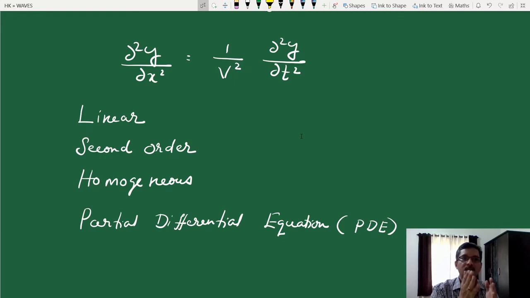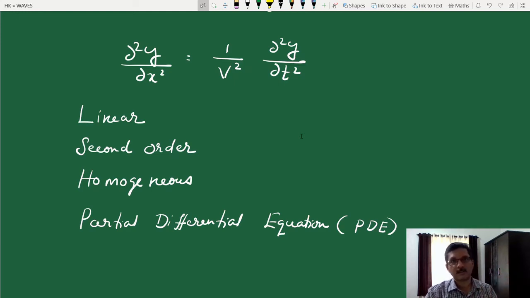It's because y depends on more than one variable, and when you take differentiation with respect to x, we are keeping the other variable constant, and we are doing a partial differentiation. Similarly, when you differentiate with respect to time, you can call it d square y by dt square, but we use a tilted symbol to show that this is also a partial differentiation. We are keeping the variable x constant and differentiating with respect to time only. So this wave equation is a linear, second order, homogeneous partial differential equation.